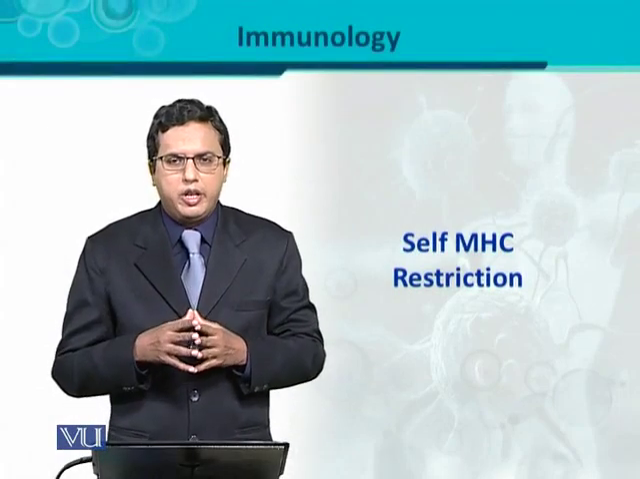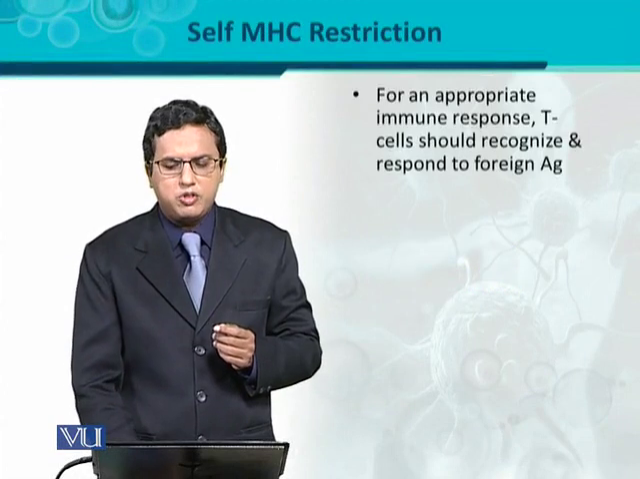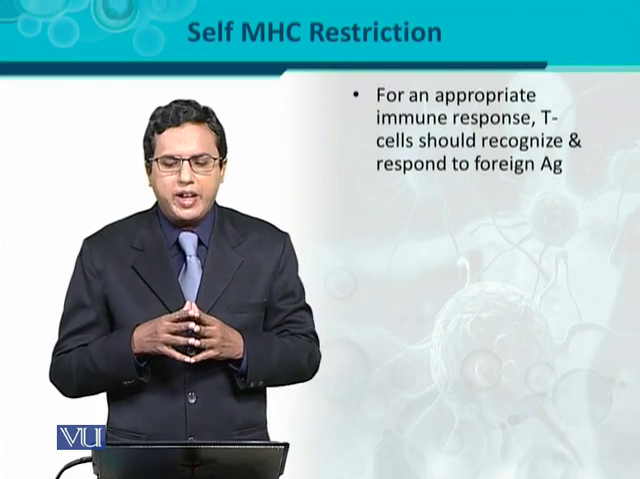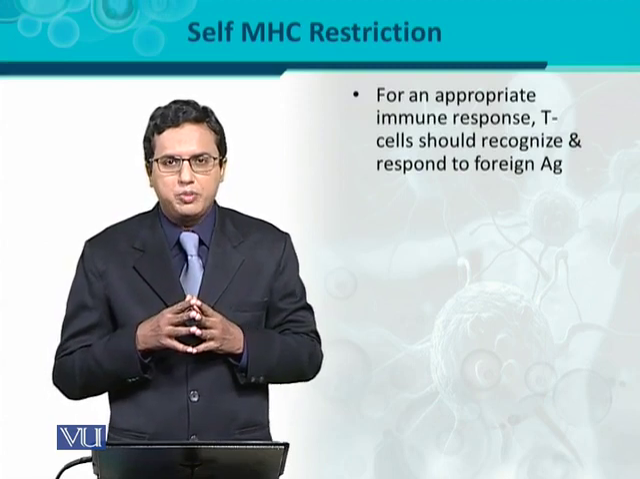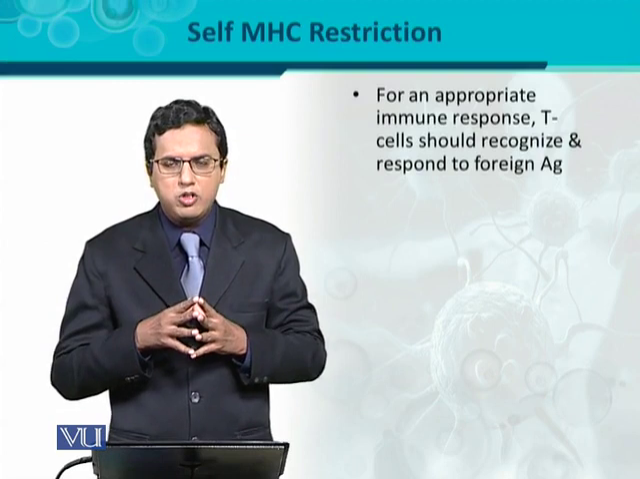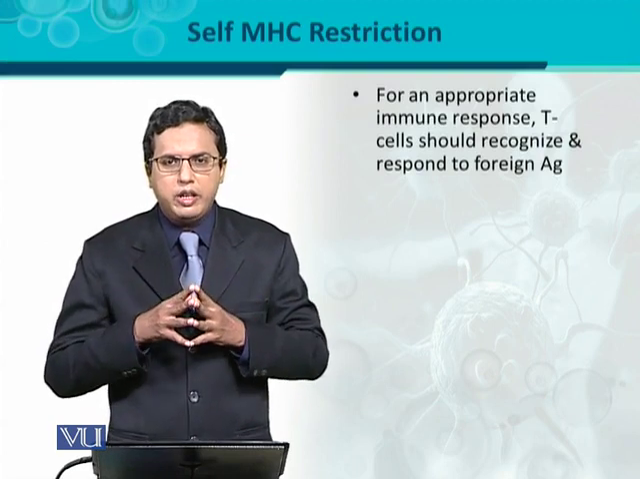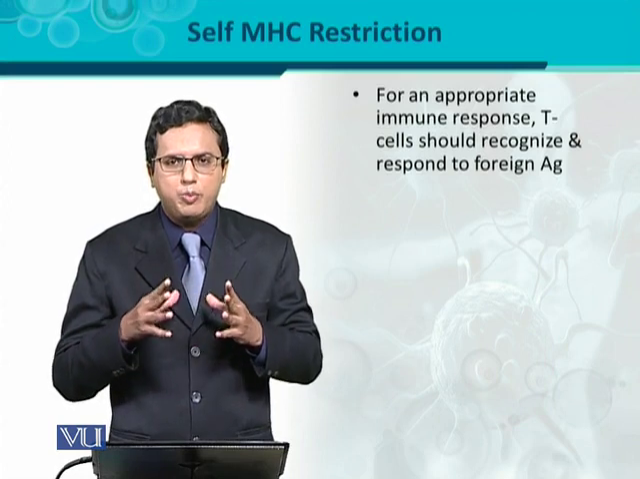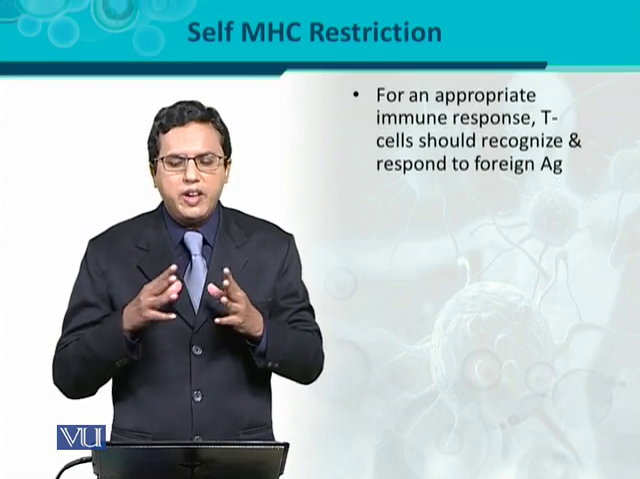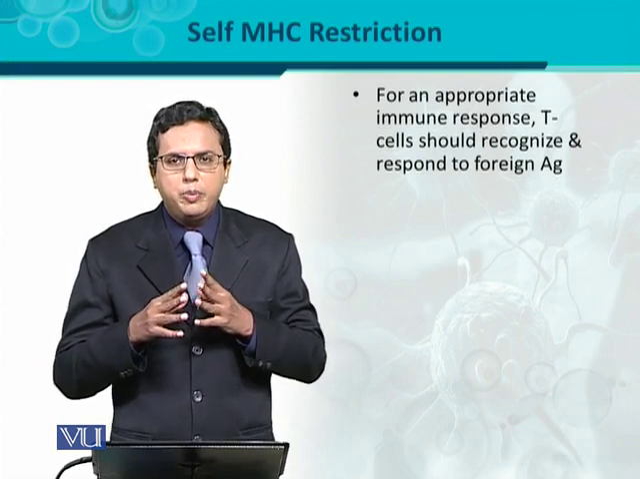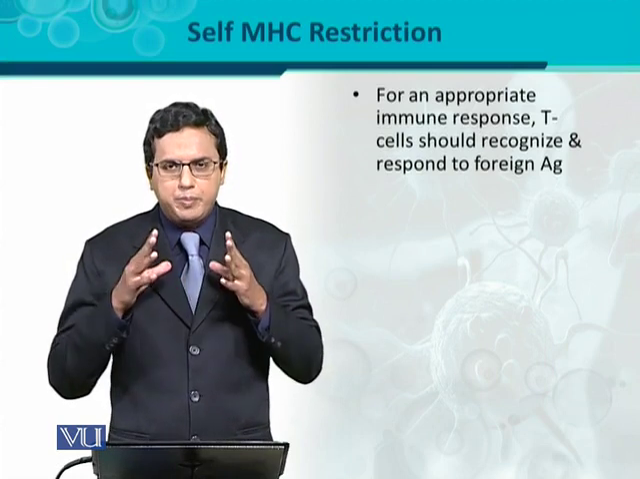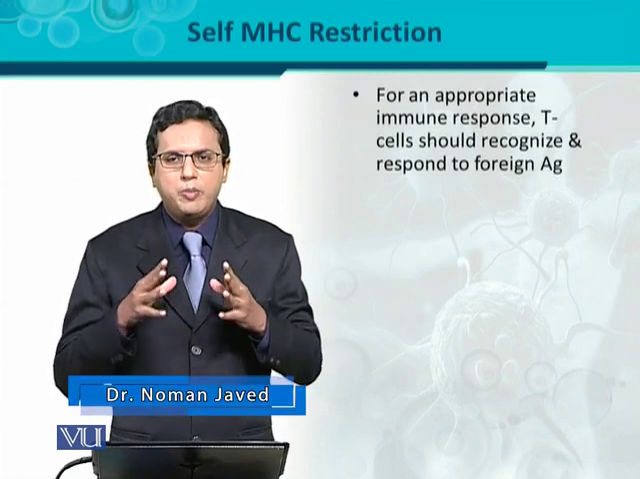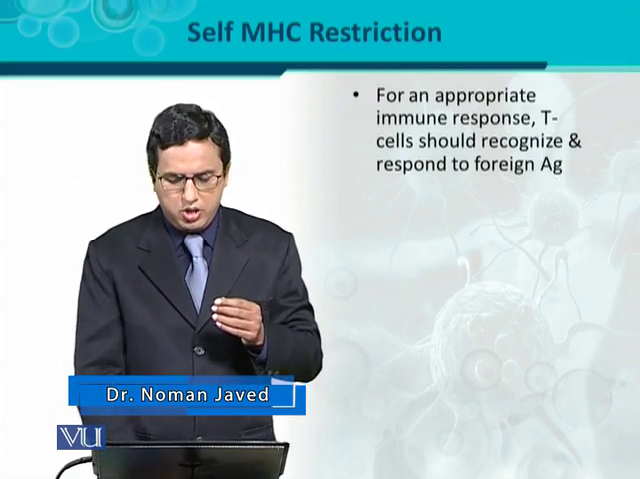Self-MHC restriction. Self-MHC, or self-major histocompatibility restriction, is a very important phenomenon. It tells us that for an appropriate immune response, meaning in case of adaptive immune response or cell-mediated immune response, the T cells should recognize and respond to antigen. It is very important that there should be the proper binding or association of the antigen with the MHC, or major histocompatibility complex. So how does it happen?